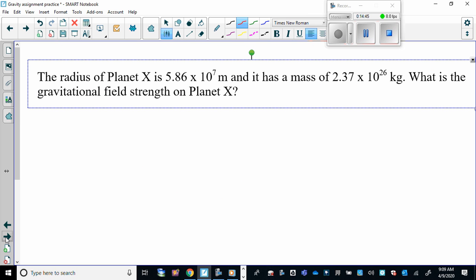Onward and upward. The next one says the radius. Which number is this? This is number 5. Oh my gosh, we're at 50 minutes already. Okay, I'm going to stop, and we'll do the last three in a separate video just so that the videos aren't excessively long.